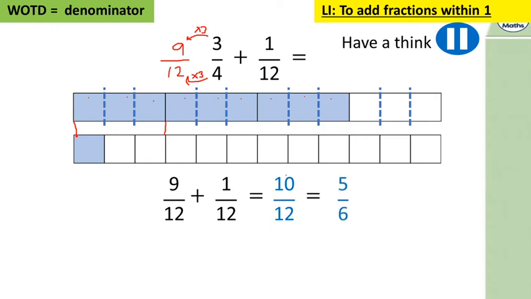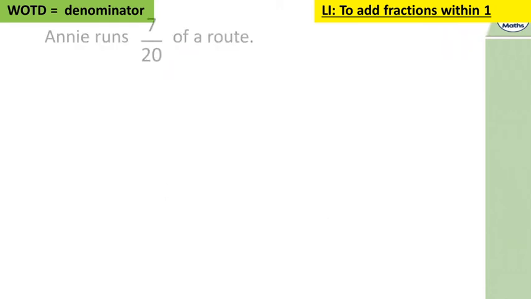Okay, so 10 twelfths. 10 twelfths, if we're trying to get into the smallest possible fraction, you can divide the top and the bottom by 2. 10 twelfths equals 5/6. Okay, so we've got more of a word problem now, but the same rules apply. You need to make sure the denominators are the same before you add them. Now remember, when you add them, the denominators don't change, they stay the same.